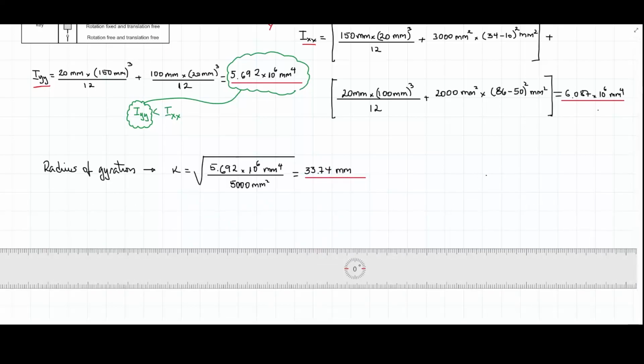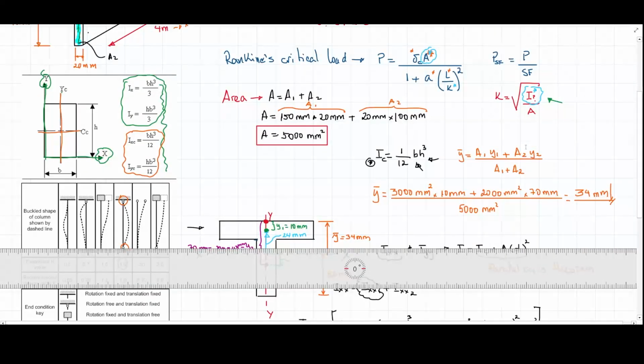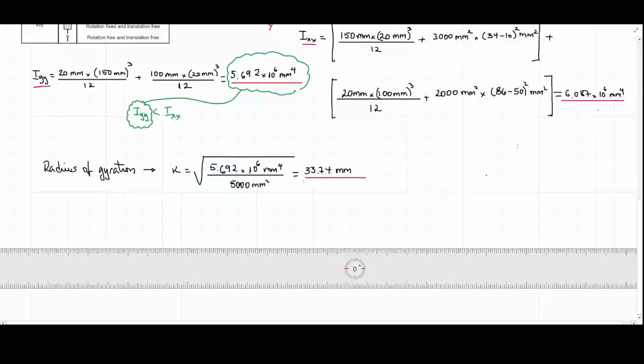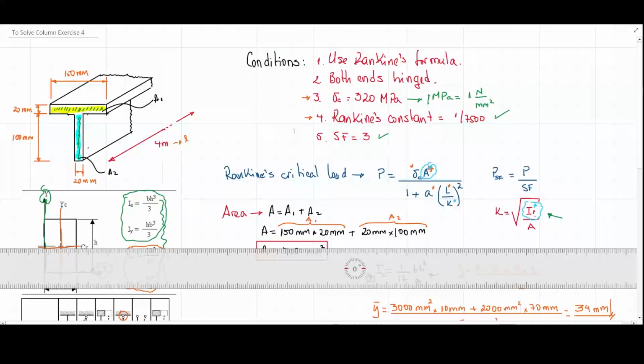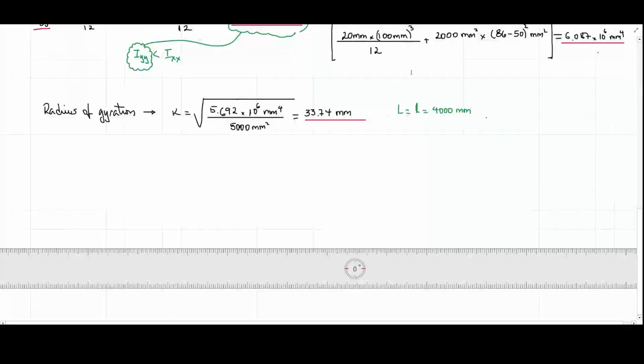Perfect. I think I have now all the components needed to use Rankine's critical load formula. And just to validate something, I'm going to write that L is going to be equal to 4,000 millimeters. The effective length is going to be coincident with the physical length of the column because of the type of connection it has. Then, I know it already. So let's apply this formula here, Rankine's critical load.